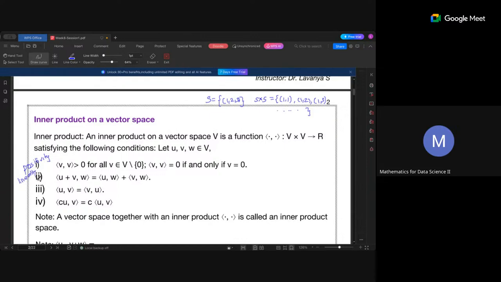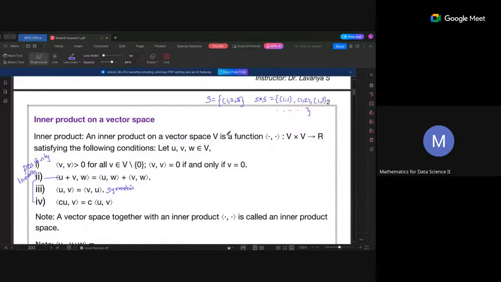Okay, so this is linearity. This and this both are linearity properties. And what about this one? Symmetry. This is called a symmetric property. So if all these conditions are satisfied, then such a function is called an inner product on a vector space.